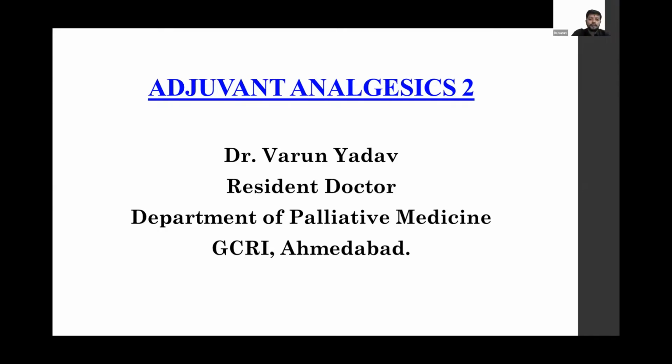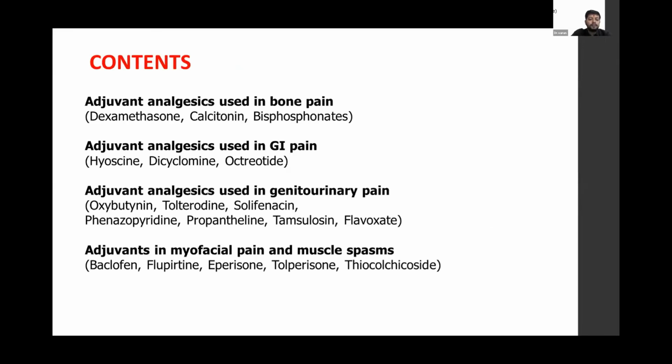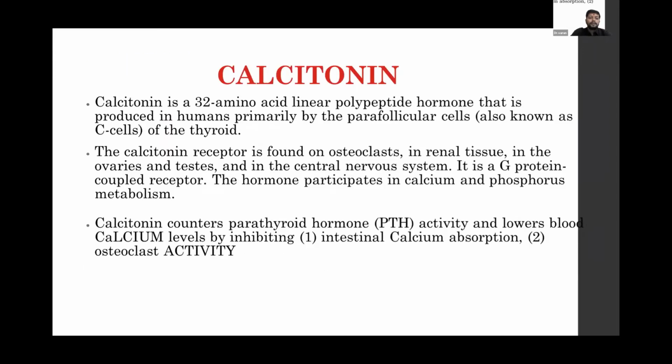I am presenting today Adjuvant Analgesics Part 2. Today we cover contents like adjuvant analgesics used in bone pain: dexamethasone, calcitonin, bisphosphonates; adjuvant analgesics in gastrointestinal pain, in genitourinary pain, and for myofascial pain and muscle spasm. First of all, we discuss calcitonin.